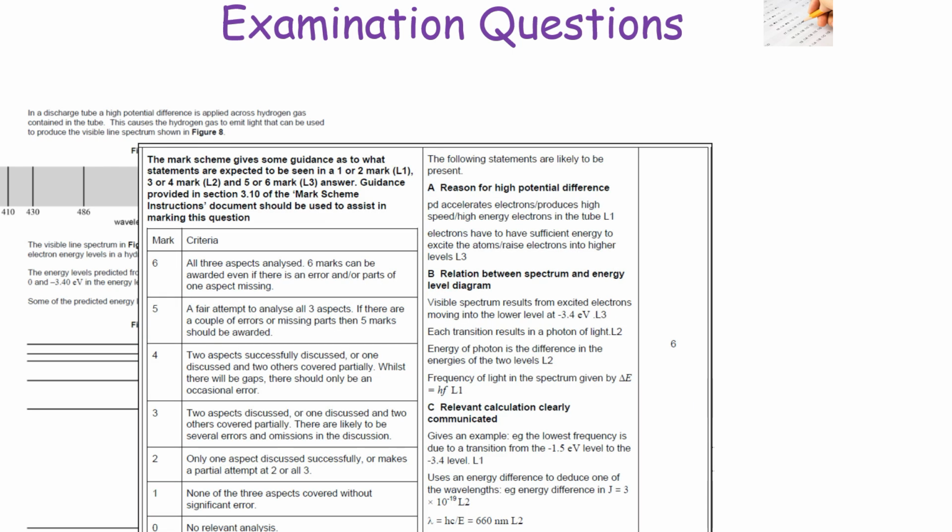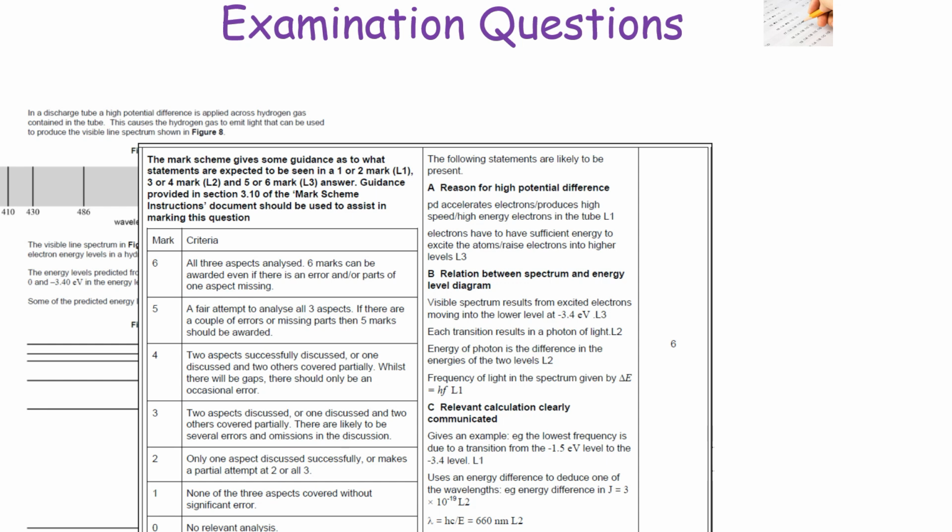Right, so what you should be doing for these types of questions is answering every single bullet point one by one. So why do you need a high potential difference in the tube? Well, the high potential difference will accelerate electrons, so when they collide with the atoms in the tube, the atoms will be excited, so therefore the electrons inside the atoms of the tube are going to go to higher energy levels.